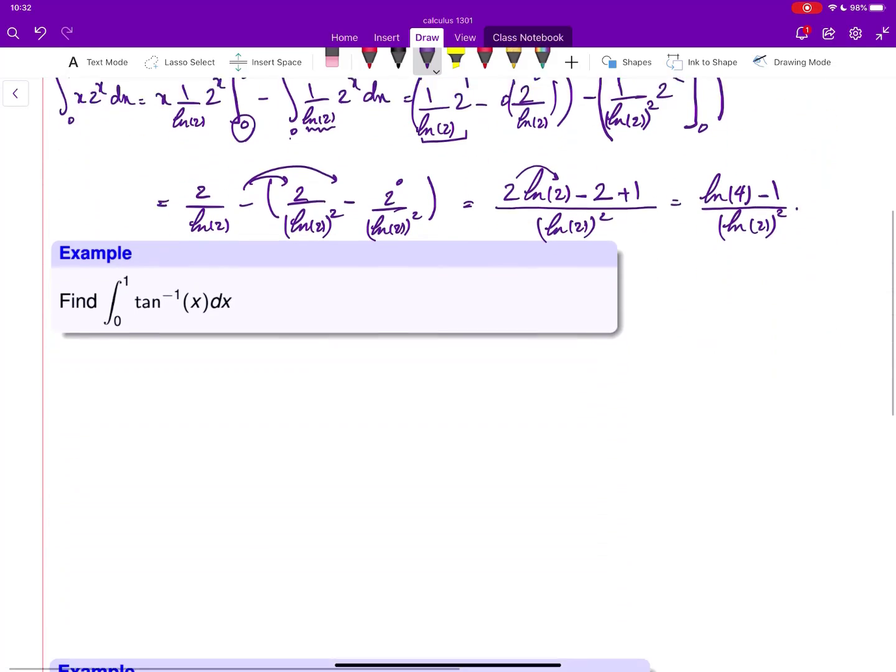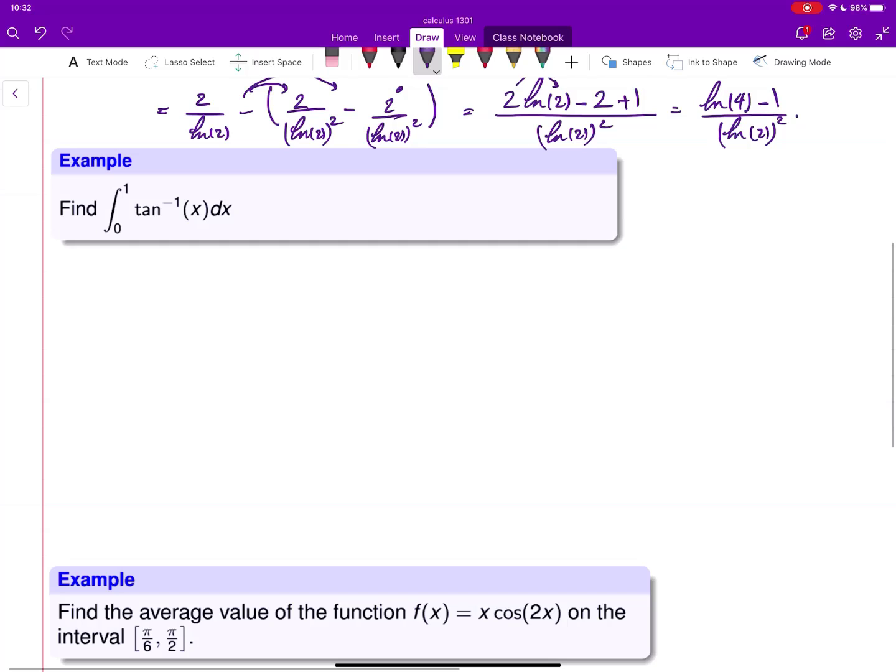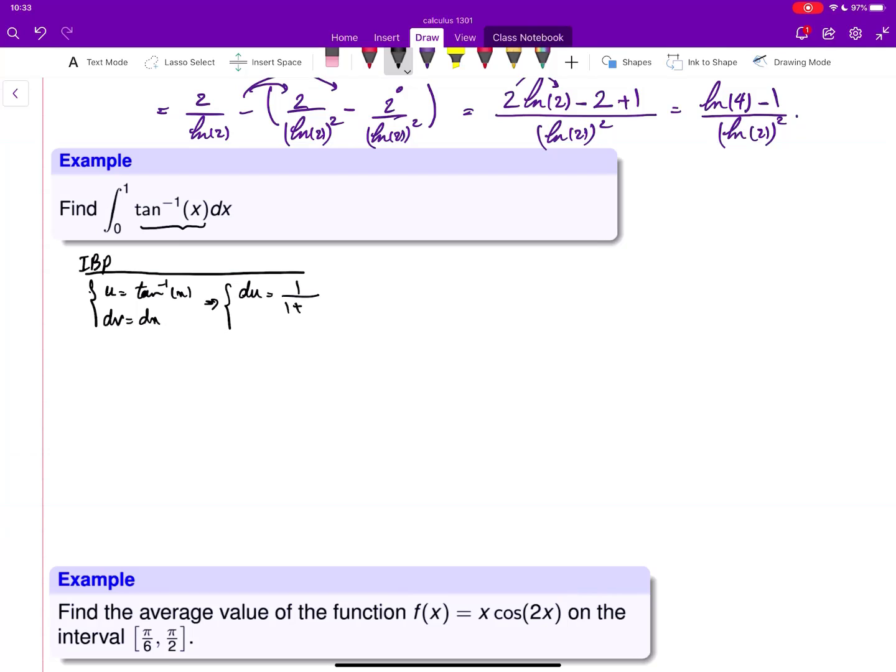Okay. The second example is one of the examples that we have done before. I will do it a little bit quickly, just as one more example. If you have tan inverse, take u to be tan inverse of x and dv to be dx. From there, you can see that du is 1 over 1 plus x squared dx. If you haven't watched the video for tan inverse, please go back and check that, because I will go a little bit fast here.